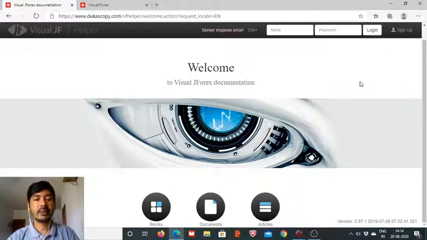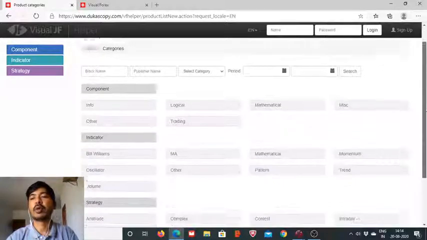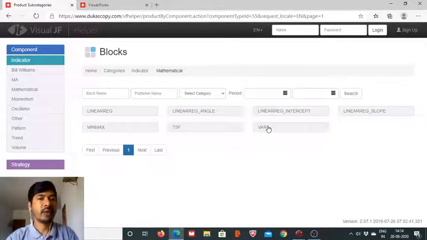Hello everyone, myself Vaibhav. In today's session of Visual JForex, we will get familiar with the indicator named Linear Regression Intercept. This is part of the ongoing series in which we are trying to see the utility and how to deploy these indicators on the Visual JForex platform. So far, we have got familiar with the linear regression indicator, linear regression angle, and now today it is the turn of the linear regression intercept.